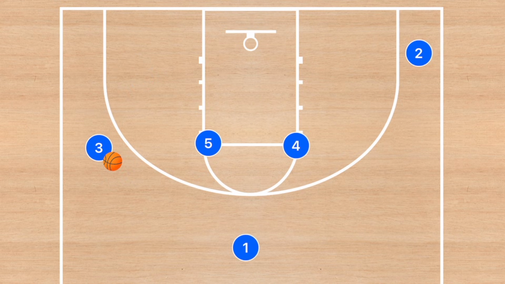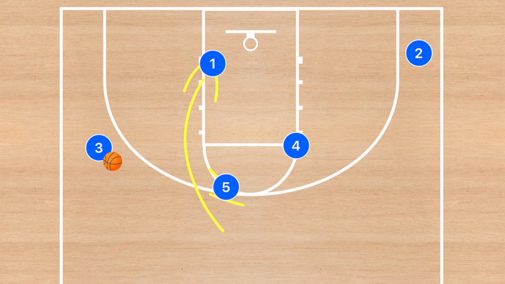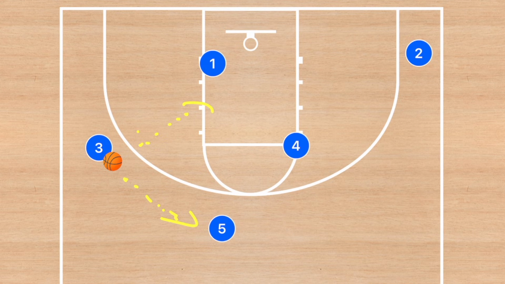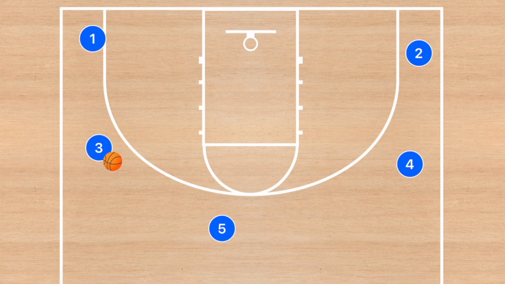Now, that's one of the ways that I've ran it. Another way is after player 1 makes this pass, player 5 sets the back screen, player 1 then uses that screen, and 5 pops for the 3, and if player 5 gets it, he can take the 3. The other option is to pass to player 1 who's cutting to the rim, or you can set up in the 5 out, which is another great option.